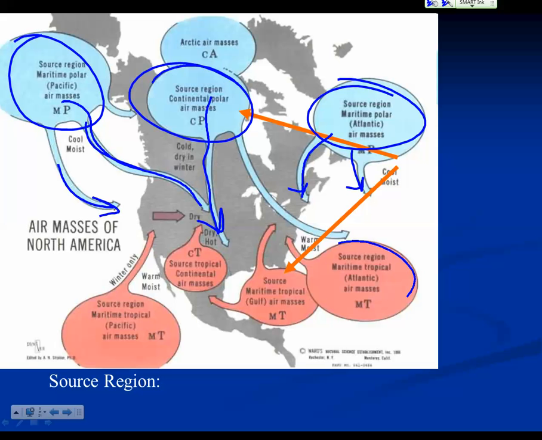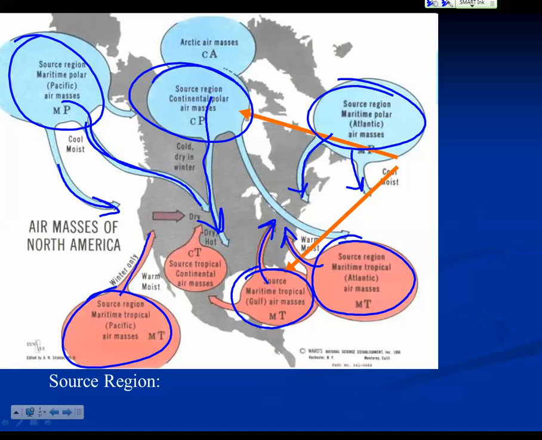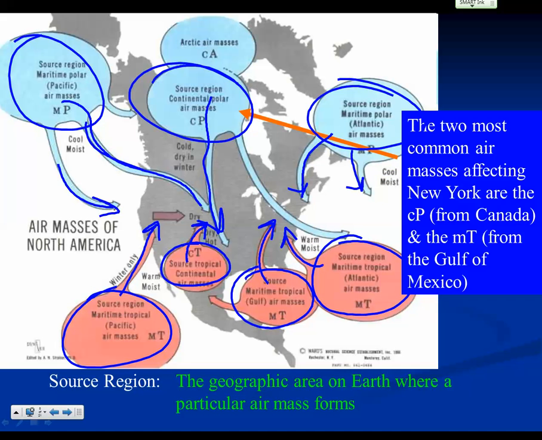Your maritime tropicals are moist, because they form over oceans, warm air masses that carry that warm, moist air with them. Continental tropicals have a source region in a place like the southwest United States where it's dry and warm. When those air masses get moving over us, it brings, well, in New York State at least, pretty nice weather. So just remember source regions: a geographic area on Earth where particular air masses form.